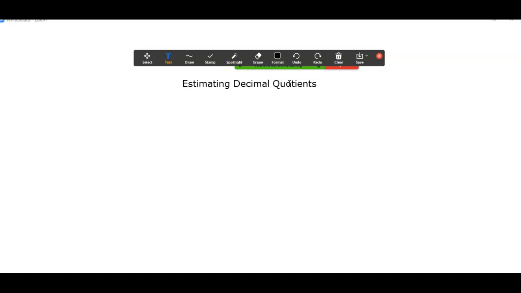So the first thing I want to do is review the rules for estimating quotients. Okay, I'm going to type them up over here. So the first rule that we did was we round the divisor. Okay, that's the number we're dividing by. The second rule is to look at the relationship and make compatible numbers.